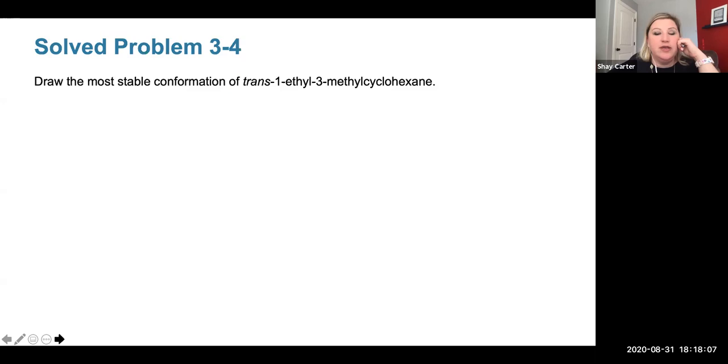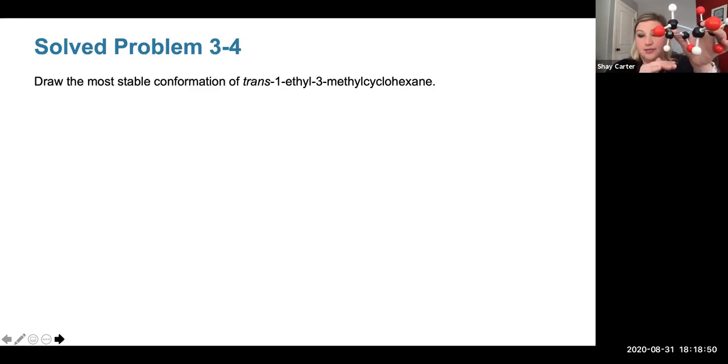Draw the most stable conformation of trans 1-ethyl 3-methyl cyclohexane. Okay, so these are at 1 and 3. I'm not going to draw them. But trans, okay, at 1 and 3. So if we start in axial and we go 1, 2, 3, then whichever is at 1 is going to be axial, and then our 3 is going to be equatorial.